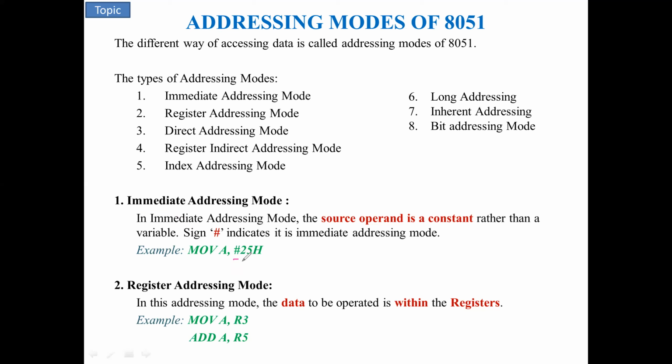So we have a constant value. Constant in the sense, here, the data, some constant parameter in numerical form, which indicates that this is an instruction which comes under immediate addressing mode. In this addressing mode, you can see the source operand is a constant.